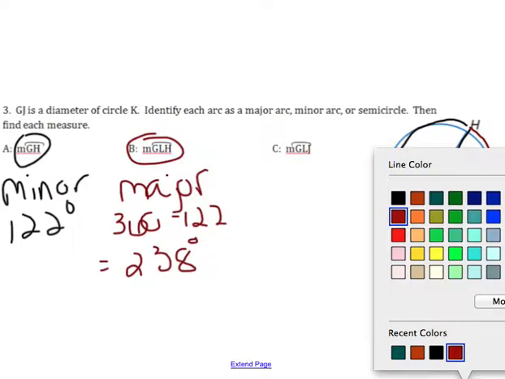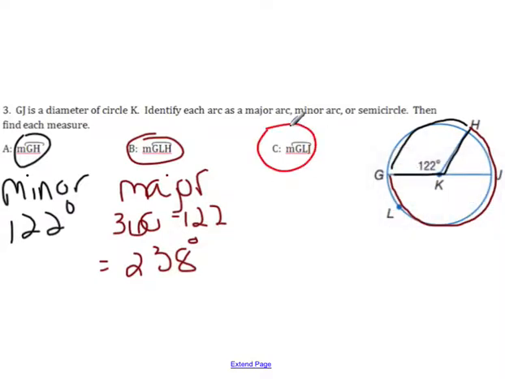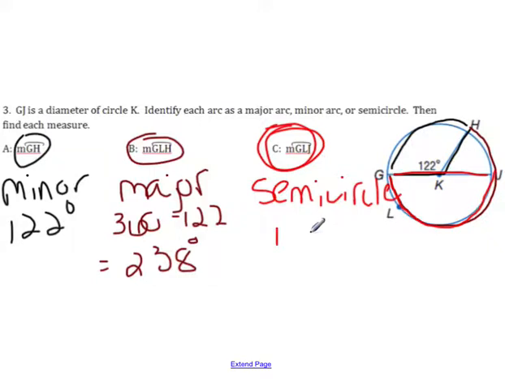Last but not least, we need to calculate the measure of GLJ. So we're going to go through L, that's the direction we're going to go to get to J. Well, I notice that this is half of a circle, so it's a semicircle, and the measure is going to be 180 degrees for number 3.